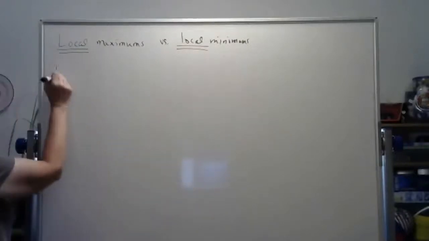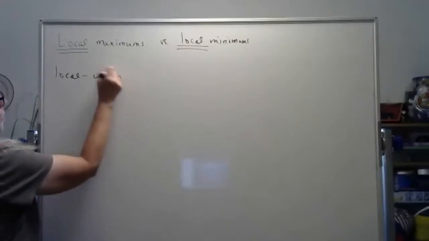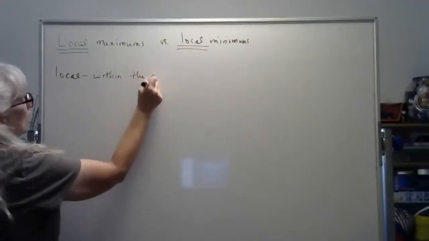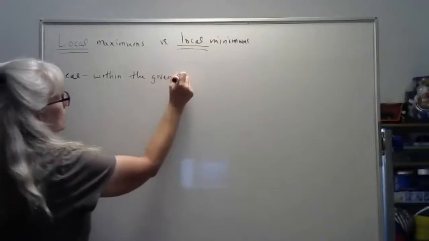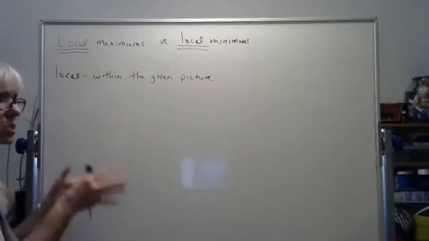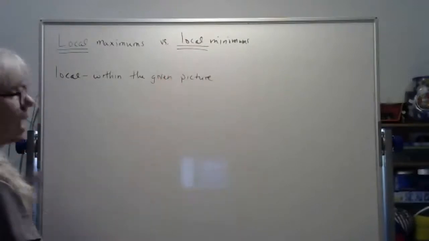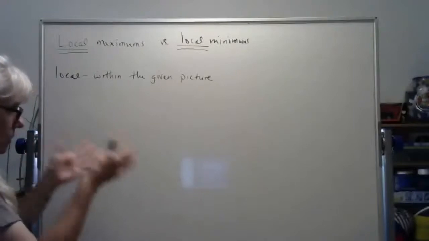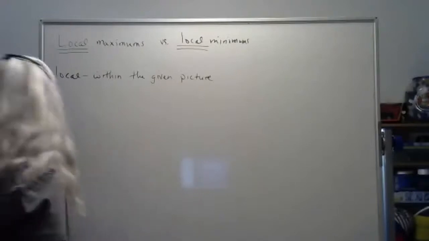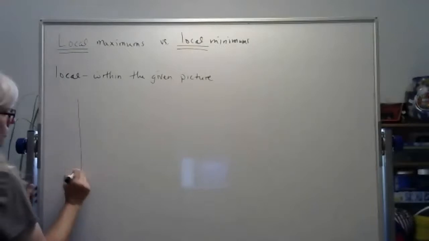So for us, local means within the given picture. In other words, you're going to be showing a picture of a graph. We're going to ignore what happens at the ends, and what we're looking at is specifically within that local given picture.